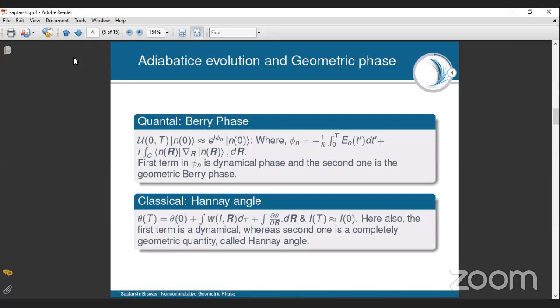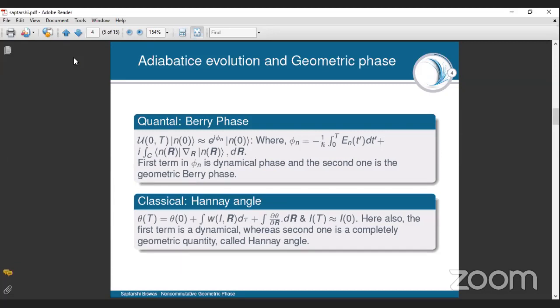One is the dynamical part, which depends on the dynamics along the trajectory in the parameter space that the system follows, and a geometric part, which only depends on the geometry of the trajectory and not on the dynamics. And the geometric part is called the Berry phase.